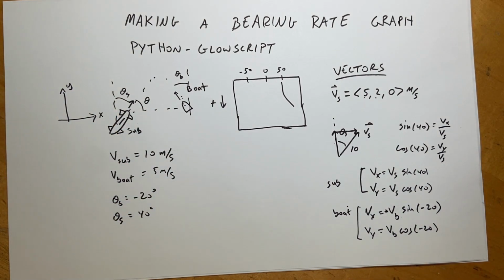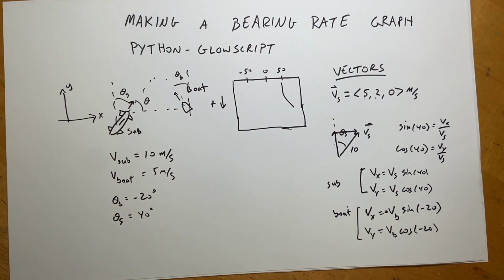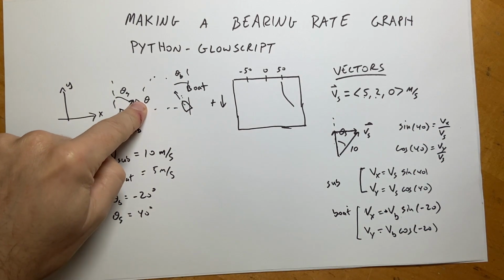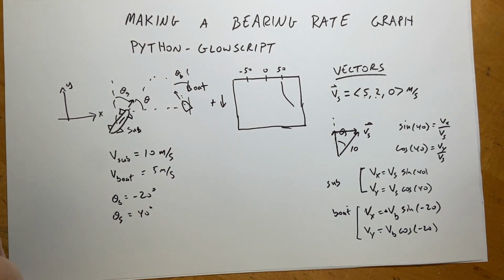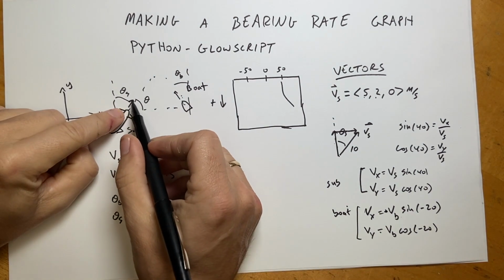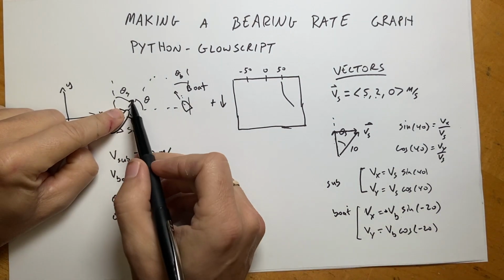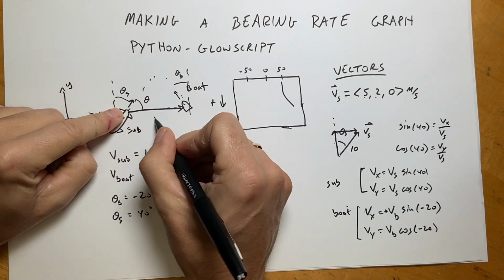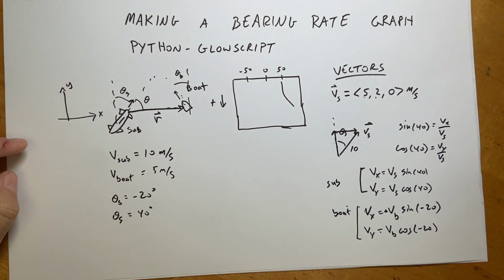Okay, but we still don't know how to get this angle theta. Okay, so we actually need one other vector. I need the velocity of the sub and this vector, which is a position vector. I'm going to call it r. And I want to find the angle between those two vectors.